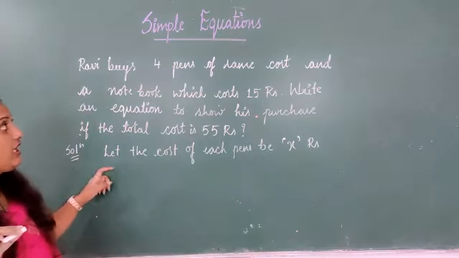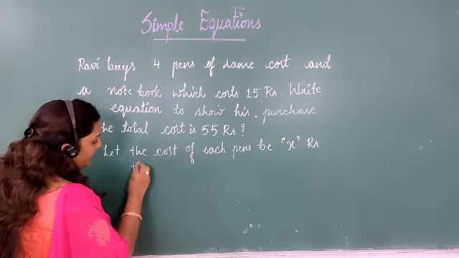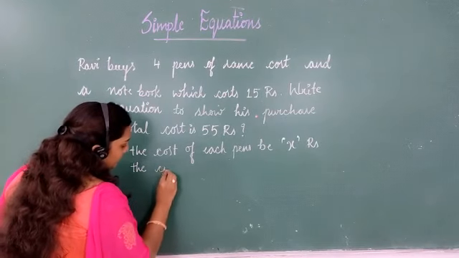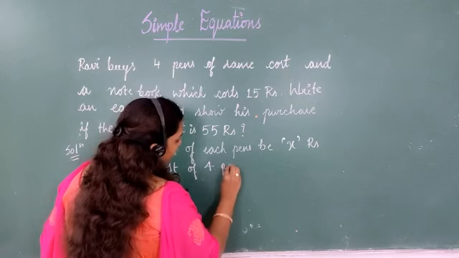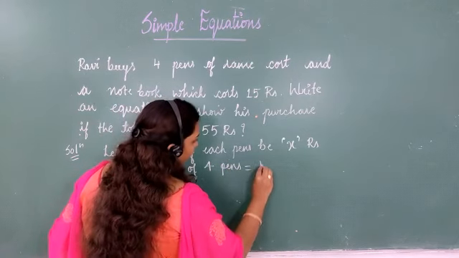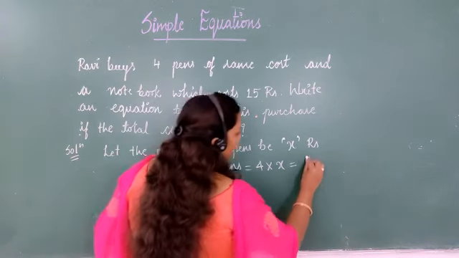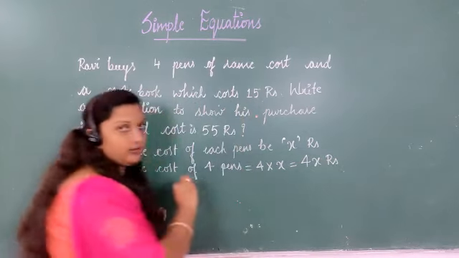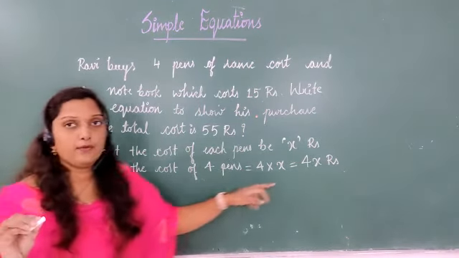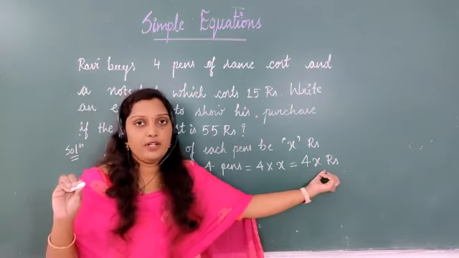So how many pens he has purchased? 4 pens. So the cost of 4 pens will be how much? The cost of 4 pens is equals to 4 into x will be 4x rupees. Correct? So 4 into x is 4x rupees. Now we got the cost of 4 pens as 4x.